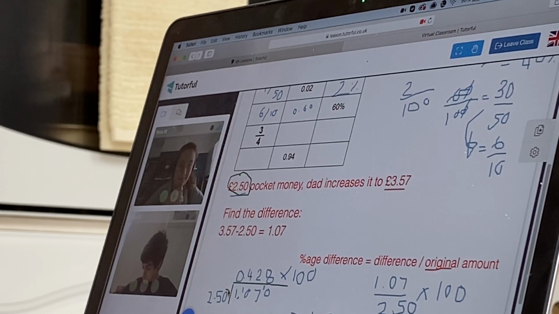Hold on. 0.428, times 100... 42.80. Yeah, 42.80%. Yeah.